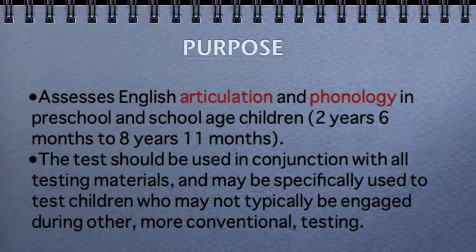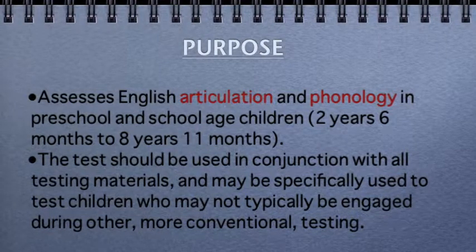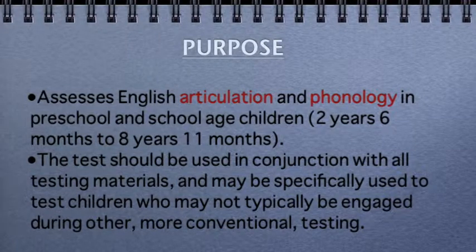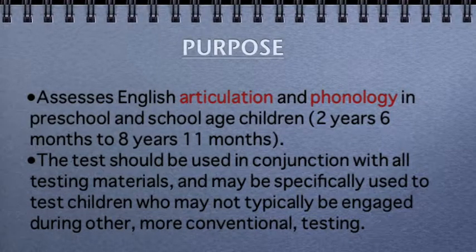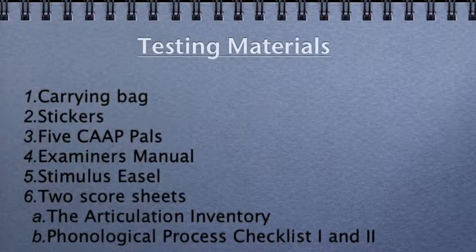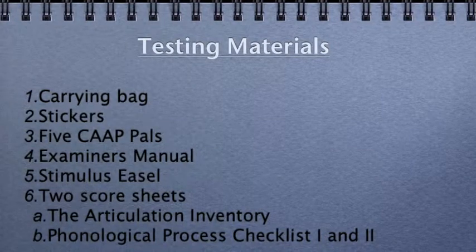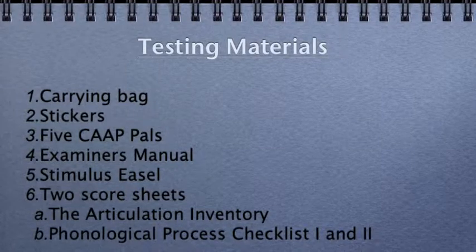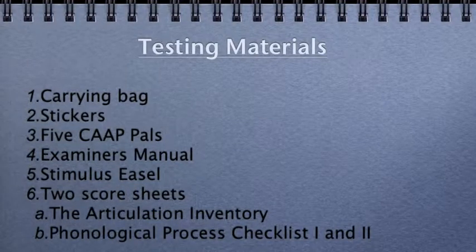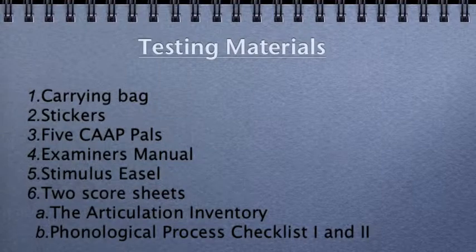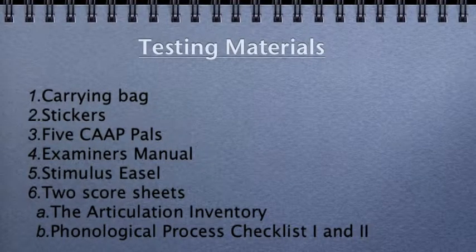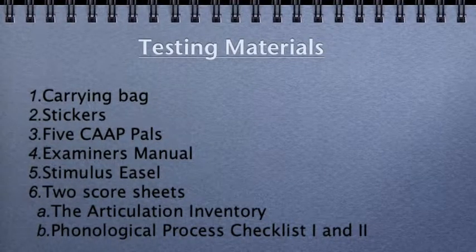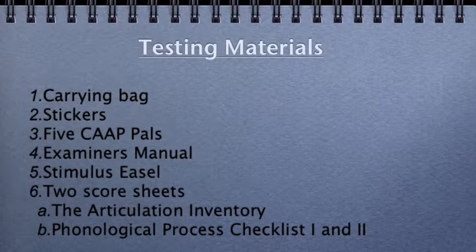The test should be used with all testing materials. The testing materials include a carrying bag, stickers, 5 CAAP Pals, an examiner's manual, stimulus easel, and 2 score sheets, the articulation inventory and the phonological process checklist 1 and 2.